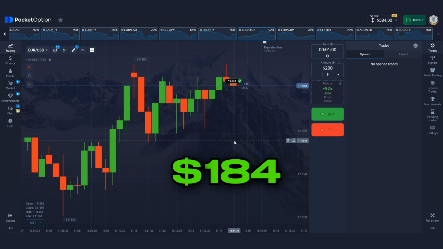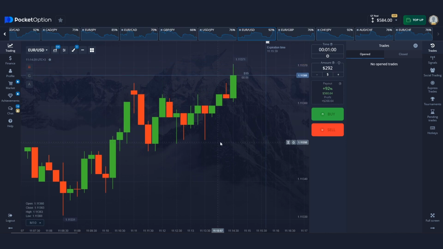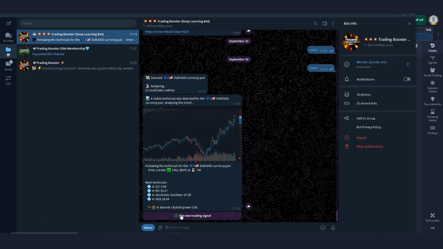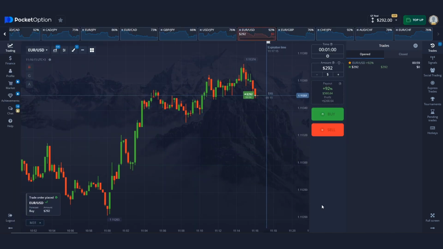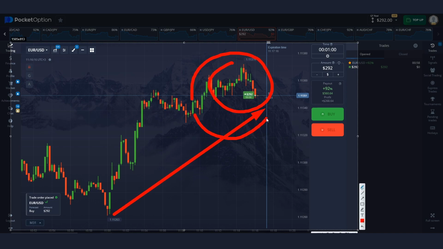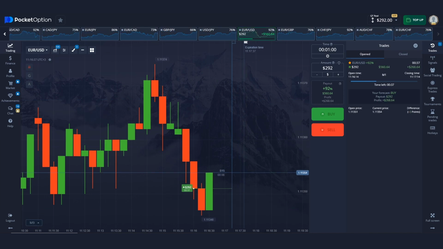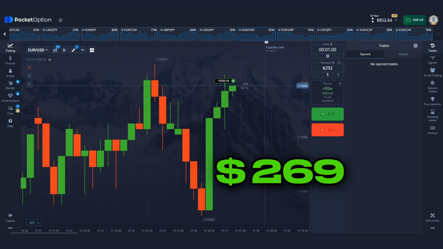Excellent, first trade brings me $184. The next trade I will open also on 50%. It is $292 again on the Euro-Dollar. I get a signal to buy again and immediately open my buy trade. As you can see on this currency pair, good upward movement respectively. This deal I have open on the trend. The second excellent deal brings me about $270.